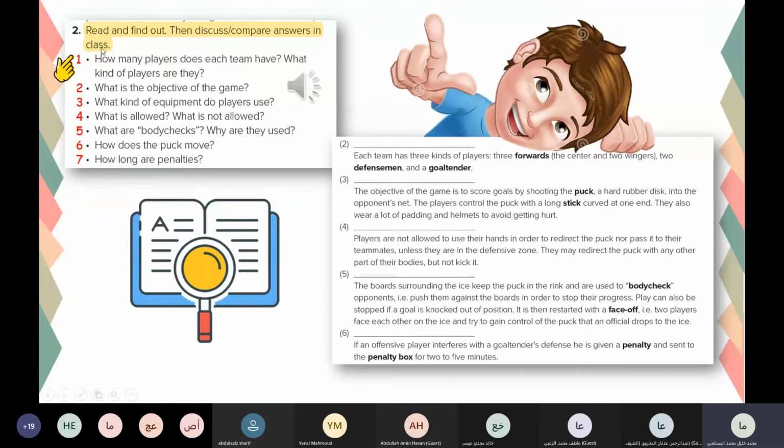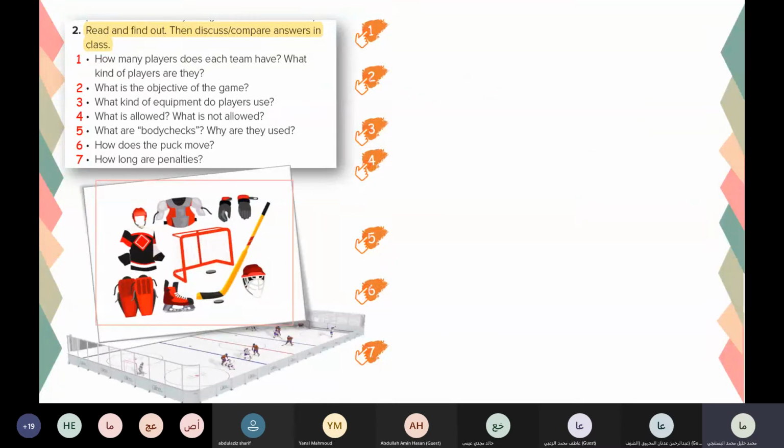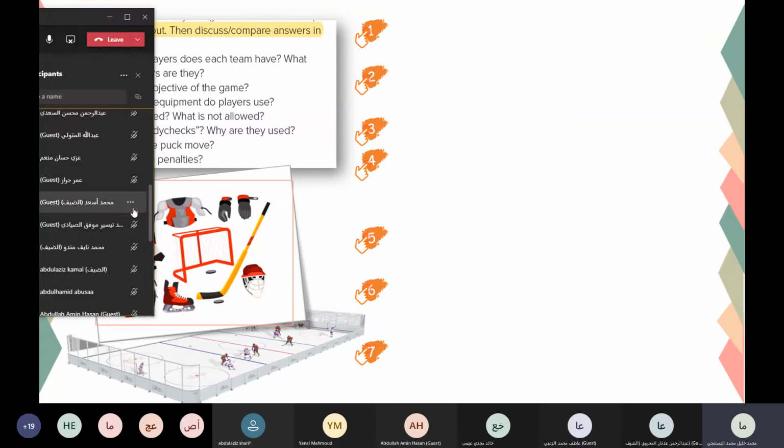Okay. Now, let's move to the questions. What do you think the first question is? Who can answer the first question according to the information here? How many players does each team have? What kind of players are they? In each team, how many players are there? Who can answer?